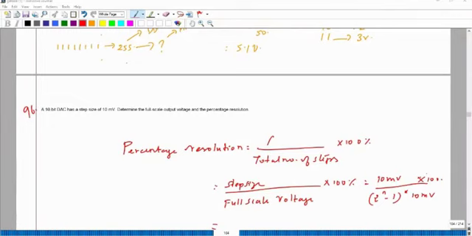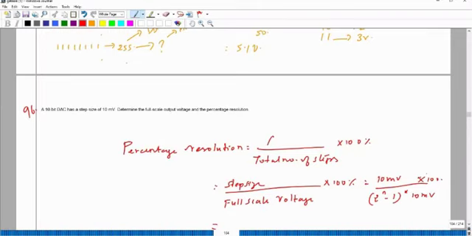For 10 bit, the minimum value is 10 zeros, right? The minimum value of 10 bit is 10 zeros. So, what is the maximum value of 10 bits? The maximum value of 10 bit is 10 ones, right? So, 10 ones is the maximum value.